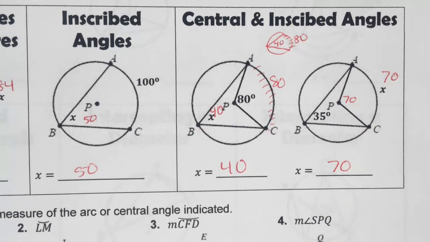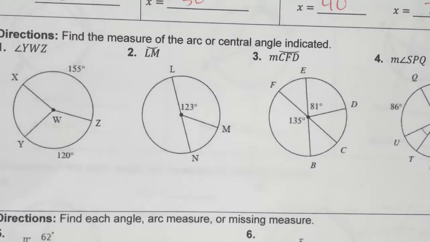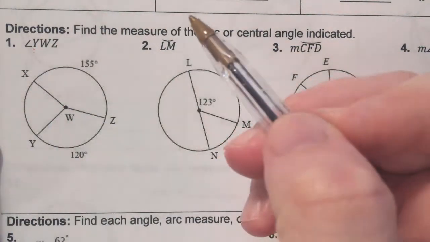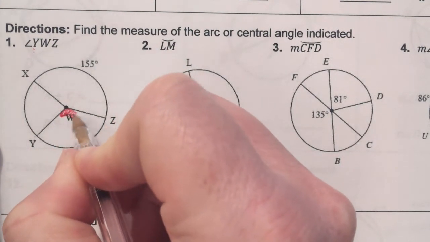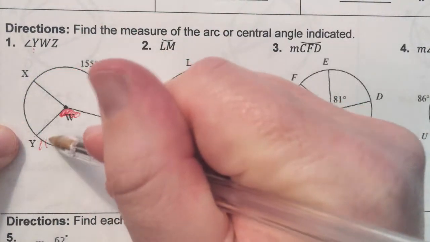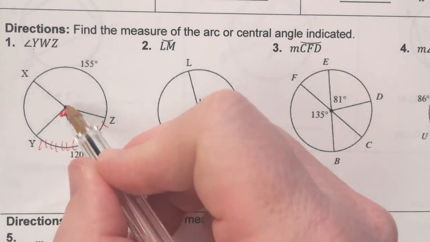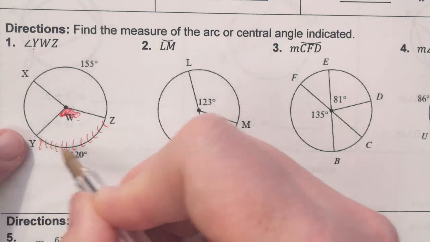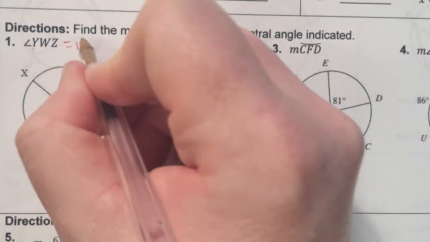All right, let's do some examples. On number one, we want to find YWX. We want to find this angle right here. That angle projects this arc, so here's the movie screen. Now where is W? Where is this angle? It's at the center. Because it's at the center, it would be the same. So if the screen is 120, then the projector would be 120. And that's the answer, 120.